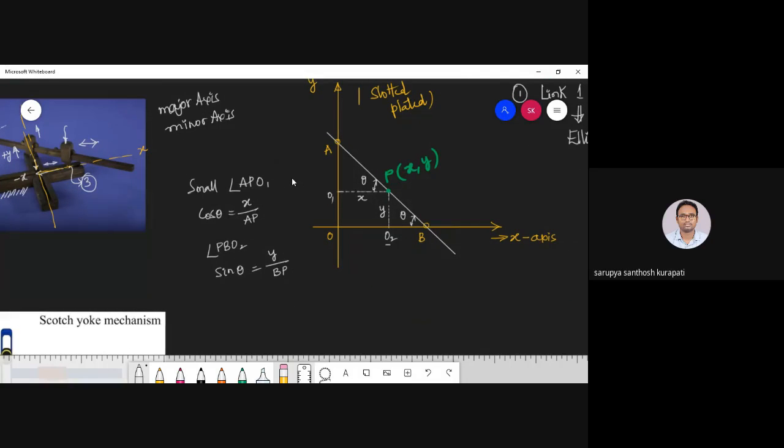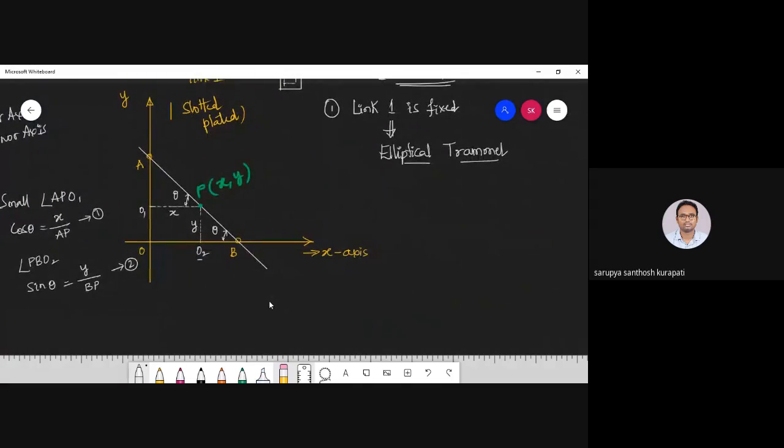Say this as equation 1 and this as equation number 2. What you're going to do is square and add these two equations. Squaring and adding equations 1 and 2, what are you going to get? So cos squared theta plus sin squared theta, what is that value? 1, sir. 1. Very good.